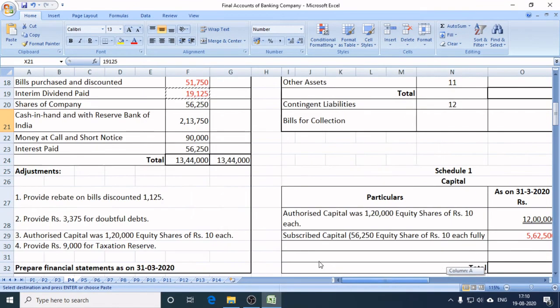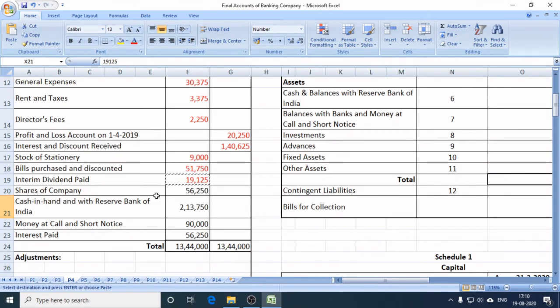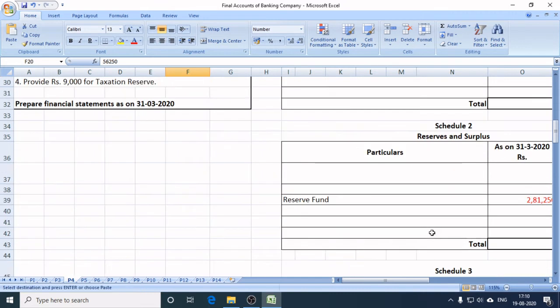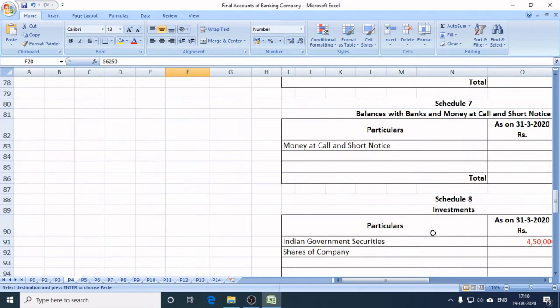Okay. Now next in the problem is shares of a company. Now it has also debit balance. It is also an asset of a bank, and out of these 6 schedules, the nature of this is investment, right? Shares of a company. So it will go under schedule number 8, investments. The figure is 56,250. Schedule number 8, investments.